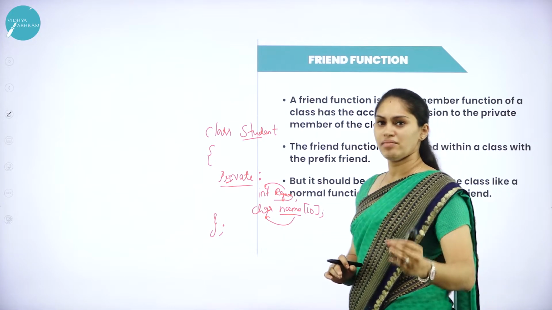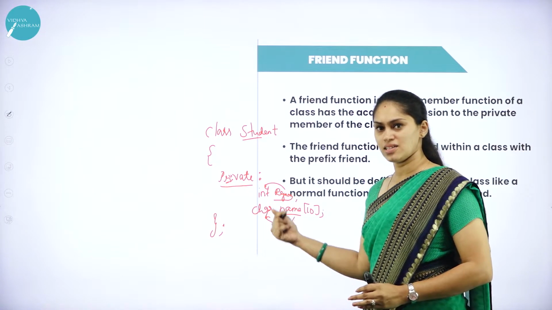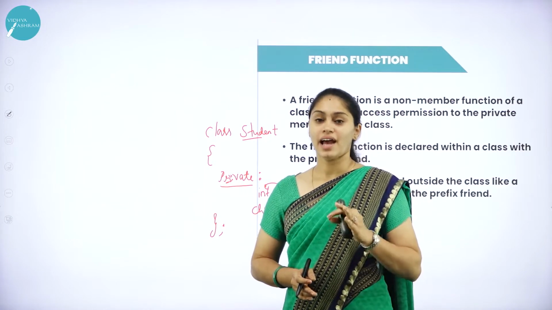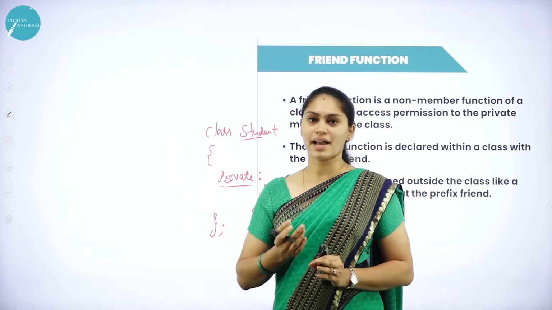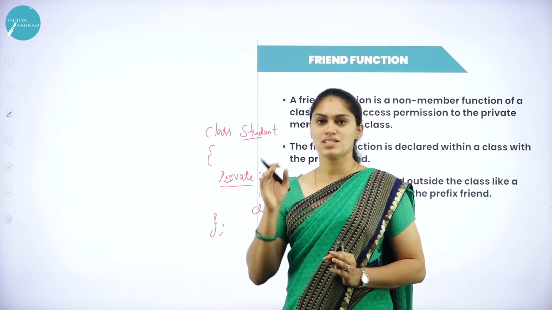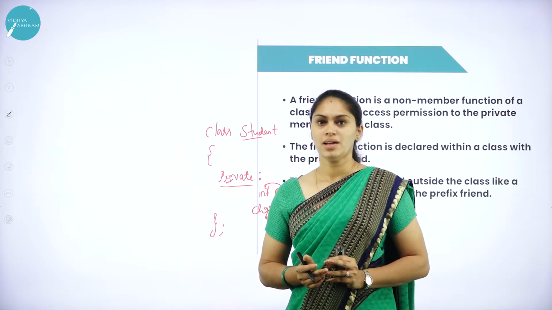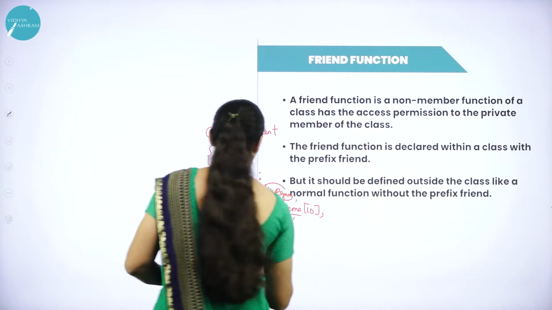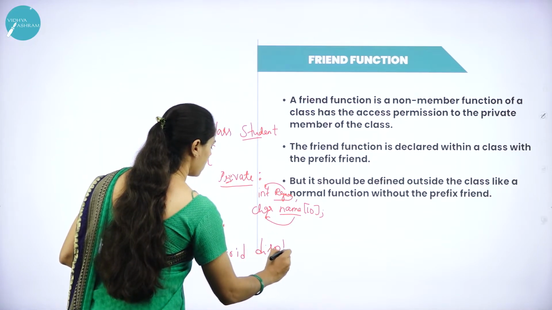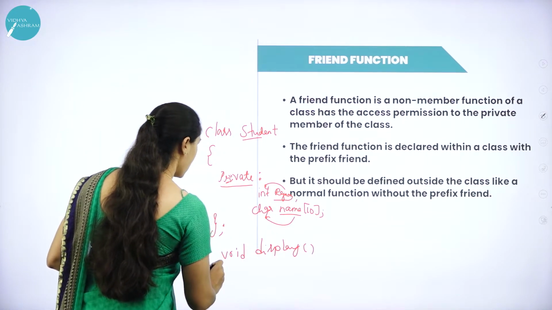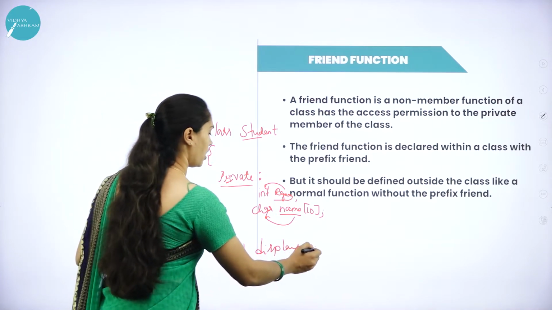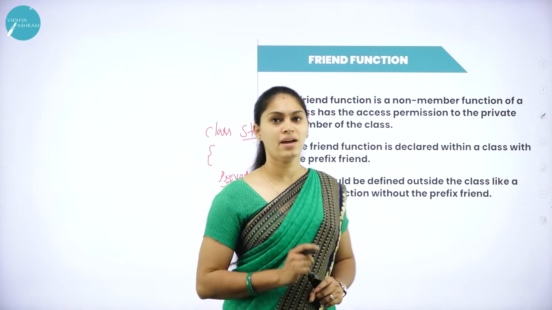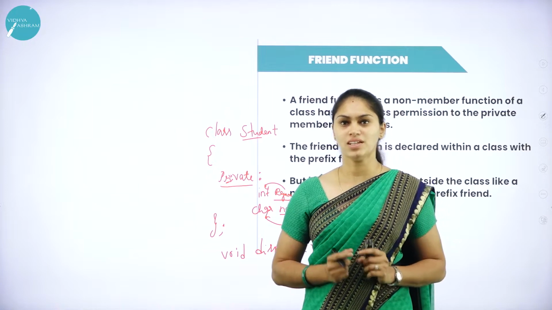Okay, so what are the privileges in order to access these private data members? Only a member of that class can access the data members of this class which come under private scope. But I have one more function, void display. It is not a member of this class, but it wants to access, or fetch, the details of the private members of the class. At that time, I need to go with the friend function concept.